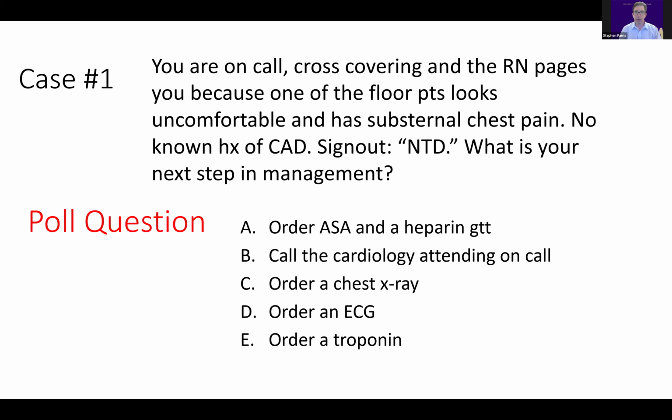So once you get that page, what would you do? Order aspirin and heparin because you know they have acute coronary syndrome, call the attending, order a chest X-ray, order an ECG, or order a troponin. So please take a few seconds and choose.